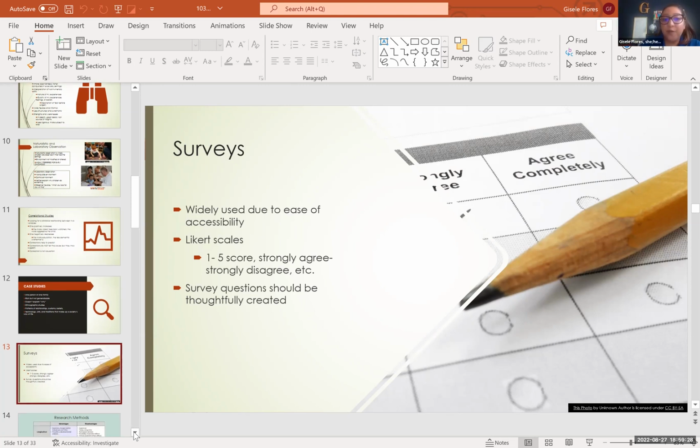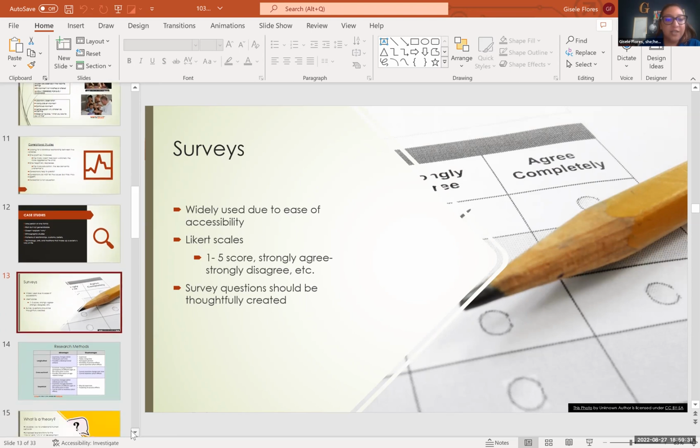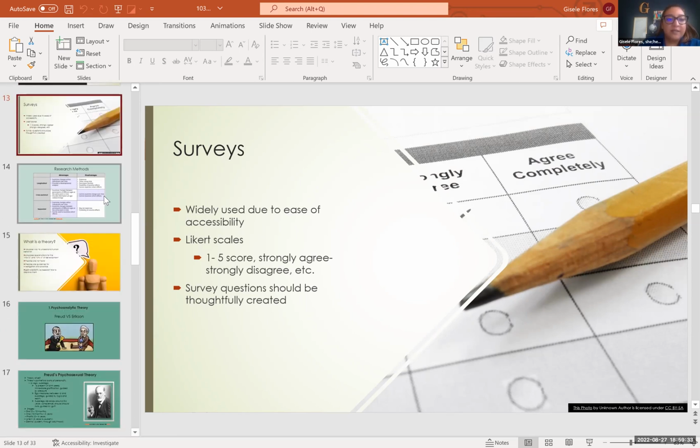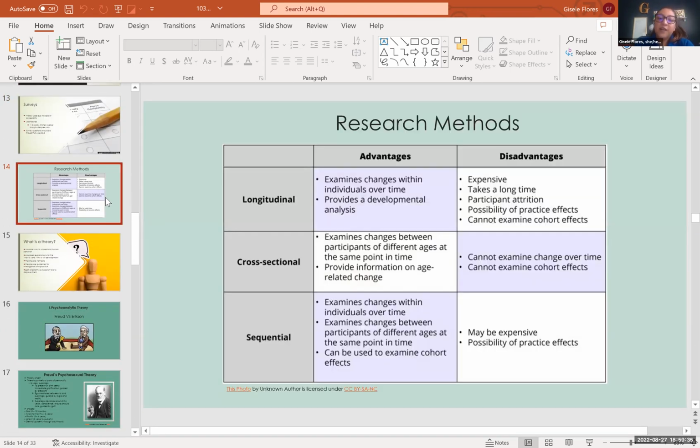Those are just a few different ways to conduct research. And now let's look at some methods. There's different kinds of studies, and in your textbook, it talks about 3 specific types of studies and some pros and cons to each. You're going to read about longitudinal studies, cross-sectional studies, and sequential studies. Longitudinal studies are really valuable because you're looking at one group of children across a long period of time.